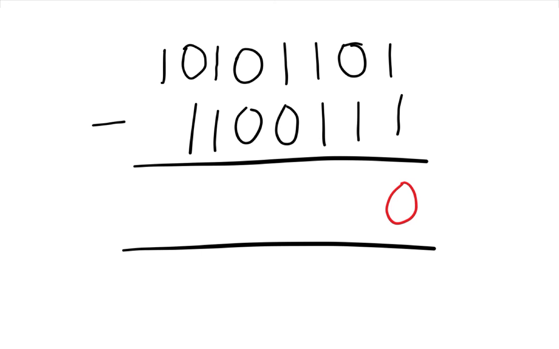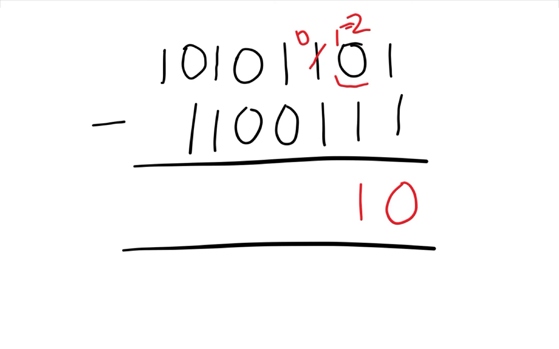Now 0 minus 1 is not possible, so we borrow 1 from the next column. So we make that 1 0, and we carry the 1 to the right side. Now we don't consider this 1 0 as 1. Instead, we consider this 1 0 as 2, because the binary number 1 0 is equivalent to the denary number 2. Now 2 minus 1 is 1.